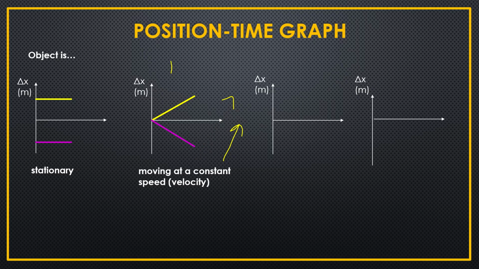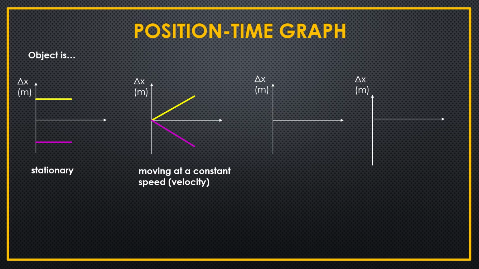But if you have any straight line moving down with a negative gradient, let me use blue so that you can see this. Any line, whether it's above the x-axis or below the x-axis, coming from the origin or not, any straight line on a position time graph with a negative gradient means that this object is moving in the negative direction, in the opposite direction of the initial motion. So with any straight line, the object is moving at a constant speed.